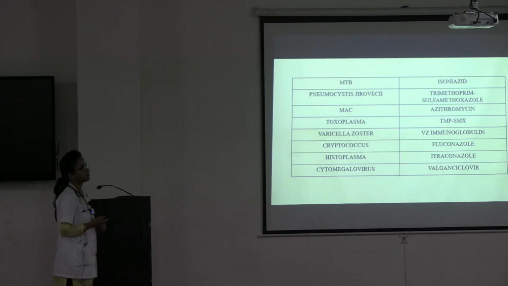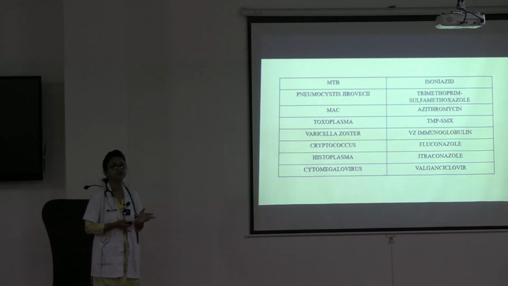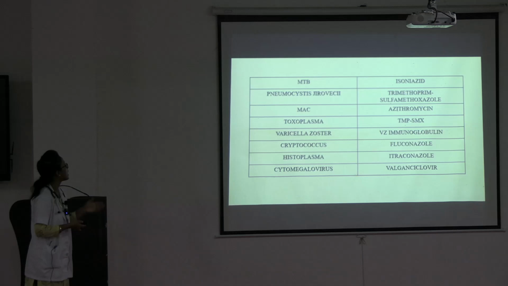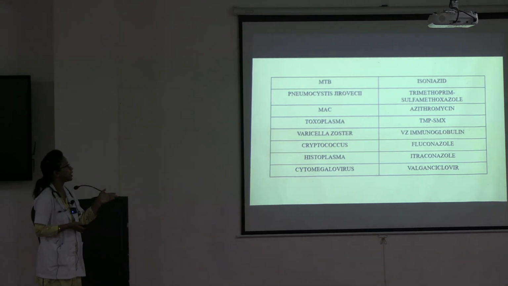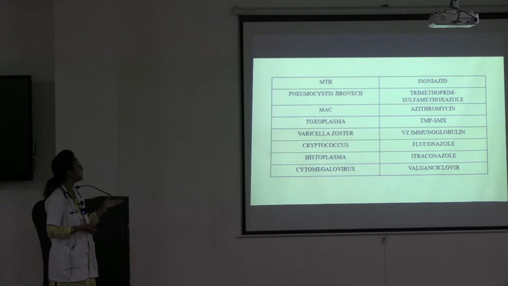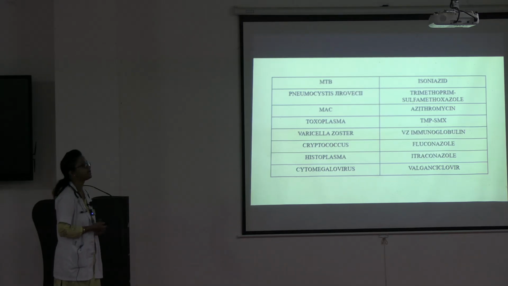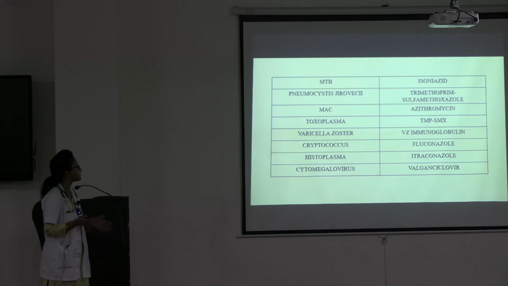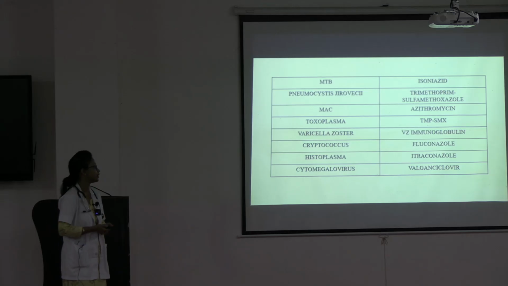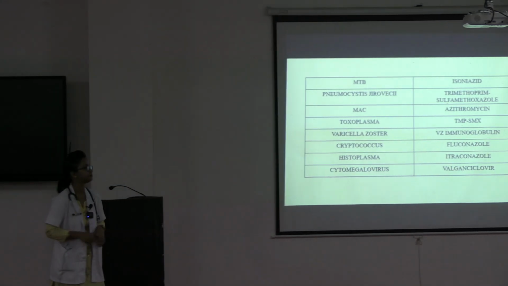Next is Mycobacterium avium complex. Here you can give azithromycin 1.2 gram. Then for toxoplasma, we can give trimethoprim sulfamethoxazole. For varicella zoster, we can give immunoglobulin. For cryptococcus you can give fluconazole, for histoplasma itraconazole, and lastly for cytomegalovirus valganciclovir.